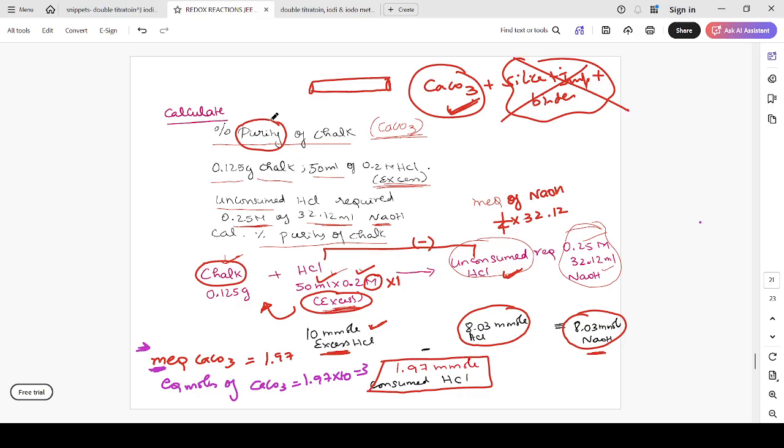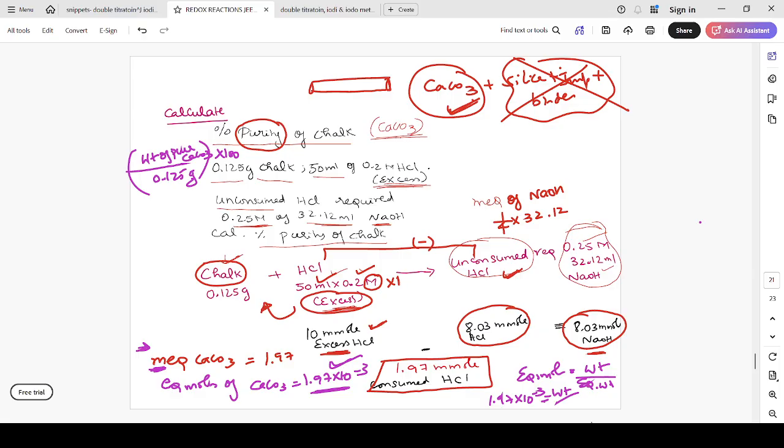Your questioner is asking you for the percentage purity of the chalk. That means how much is the weight of pure CaCO3 with respect to 0.125 grams of chalk piece, all multiplied by 100, will give me the percentage purity. What you are having in your hand is equivalent moles. What is equivalent moles? Weight divided by equivalent weight. So I have calculated the equivalent moles here: 1.97 into 10 power minus 3 is equal to weight divided by equivalent weight of calcium carbonate.